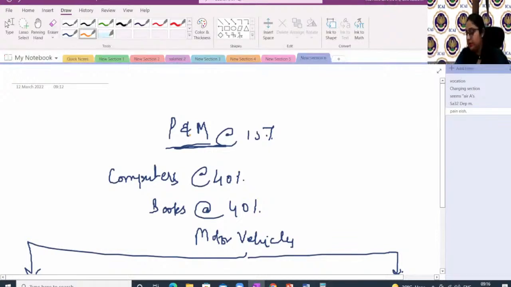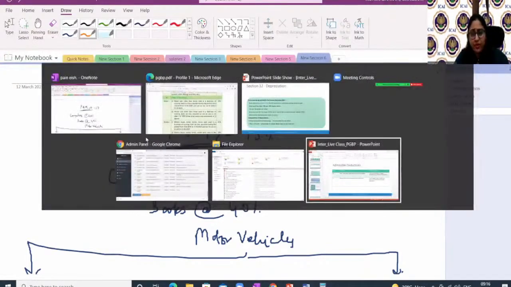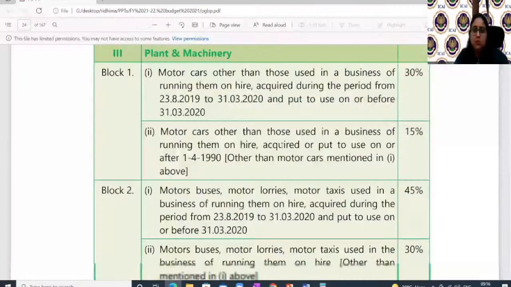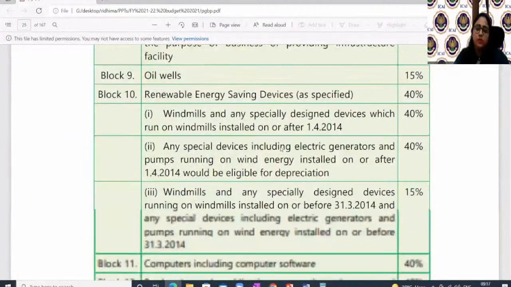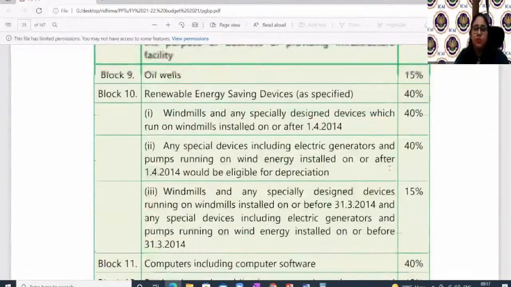Coming back to the rates: plant and machinery 15%, books 40%, airplanes 40%, air pollution equipment 40%, surgical equipment 40%, oil wells 15%. जो important यहाँ लिखा है वो I have already written. Windmills का भी not very important, but windmills installed after 1st April 2014 40%.